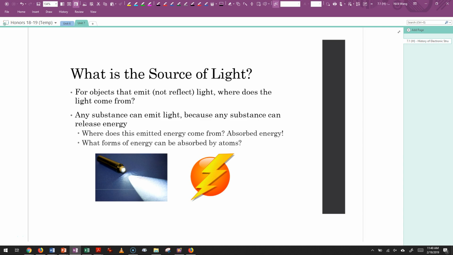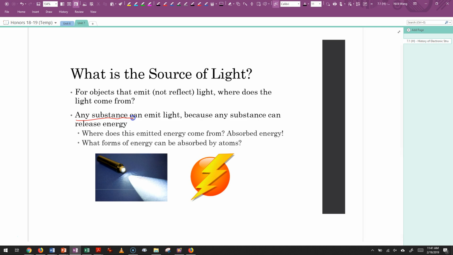One thing that you should recognize is that really any substance, regardless of what it is, can technically emit light, because ultimately, any substance can release energy. Remember that light is a form of energy, right? Light is actually little packets, little bundles of energy. So anything that can release energy technically can also release light. And where does this emitted energy come from? It again comes from some other absorbed energy.